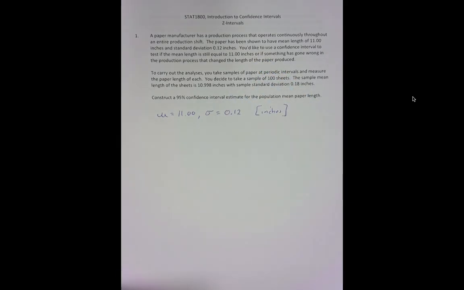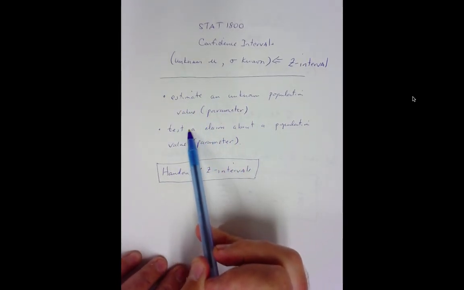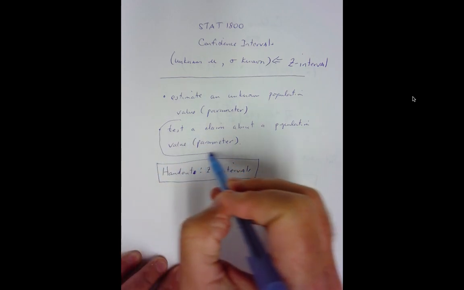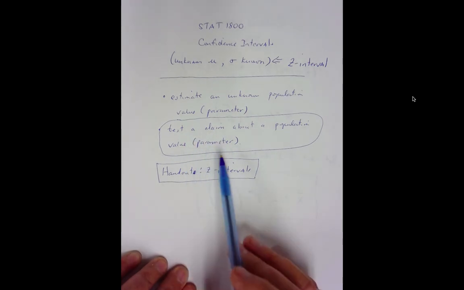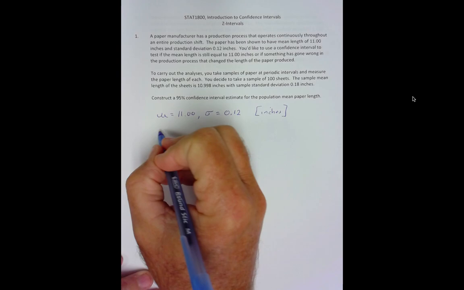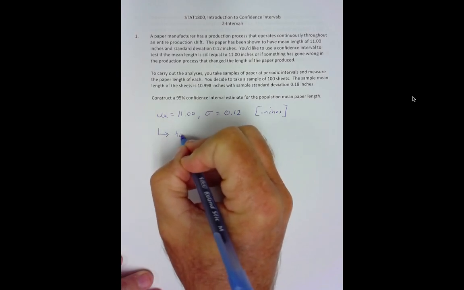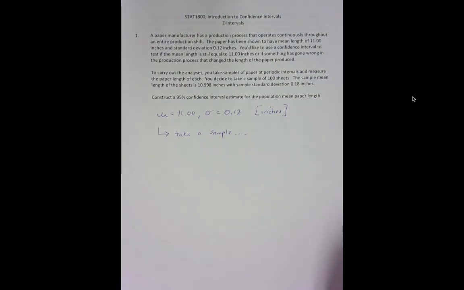So when we go back to what I told you back here about the two applications of confidence intervals, we're actually doing this one now. The production process is supposed to create a paper length of 11 inches. We want to test that claim to see if our paper process is still working as it should, and we're going to use a confidence interval for that. Now, as we read the second paragraph, what you would expect in general is we would next want to take a sample.